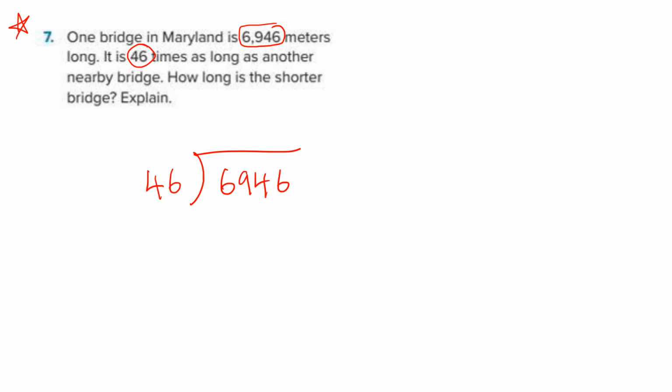Now let's read the question. What is given? There are two types of bridge. One is a long bridge. One is a short bridge. One bridge in Maryland is this many meters long. It is 46 times as long as the short bridge. So you need to find how long the shorter bridge is. That means 6946 divided by 46. That will be the answer. You need the quotient after the long division, and that will give you the length of the shorter bridge.